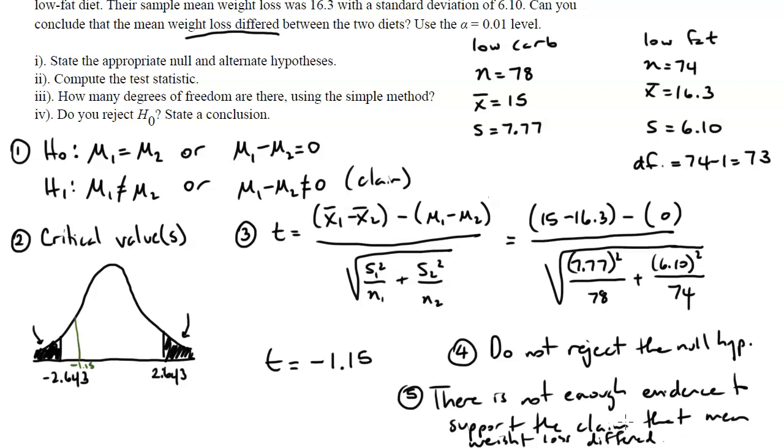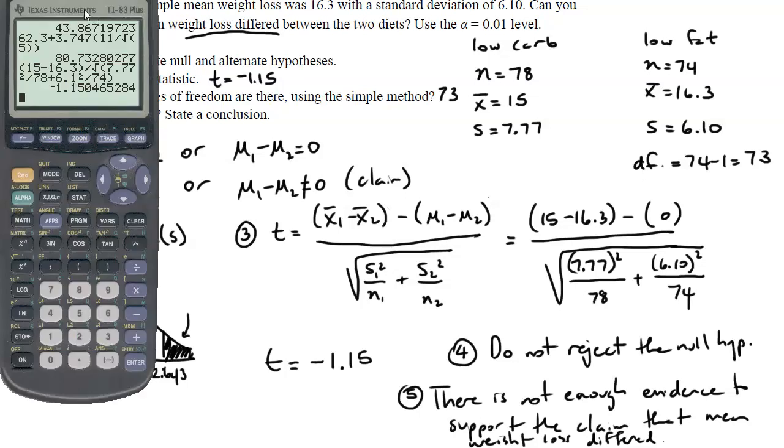So that's how you do this by hand. To answer the questions, we got the null and alternative hypotheses. Here, the test statistic, T equals negative 1.15. Degrees of freedom, 73 of them. Do you reject the null hypothesis? No. And number 5 is why. That's the conclusion.